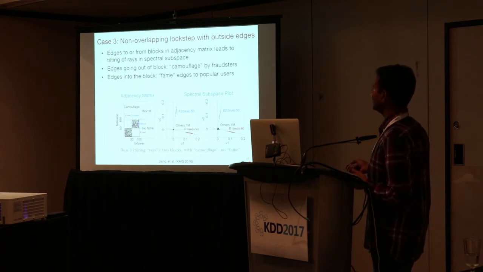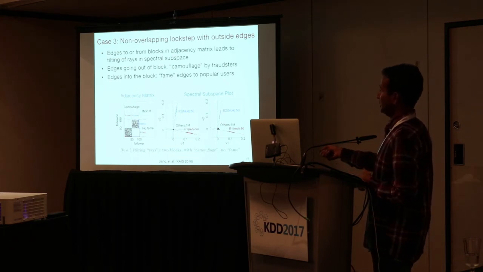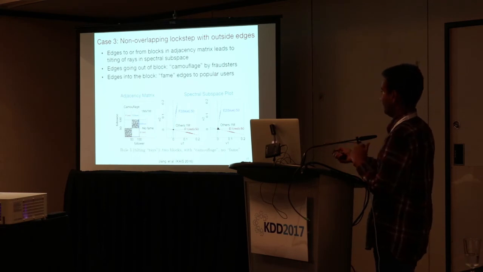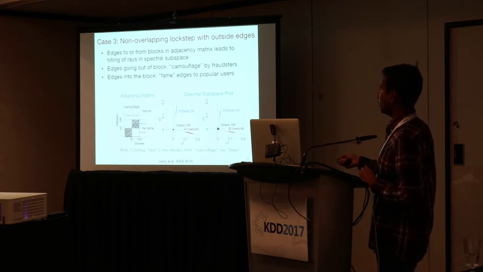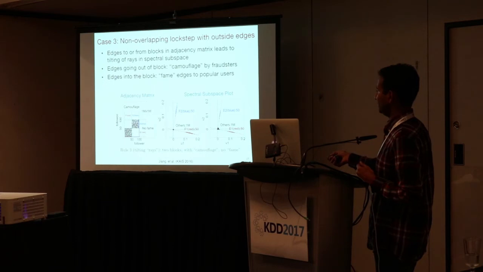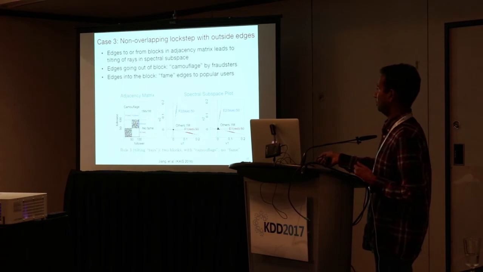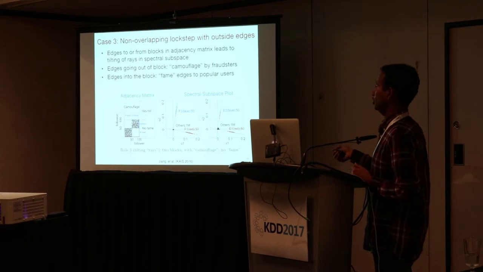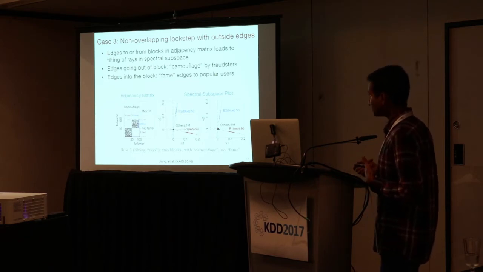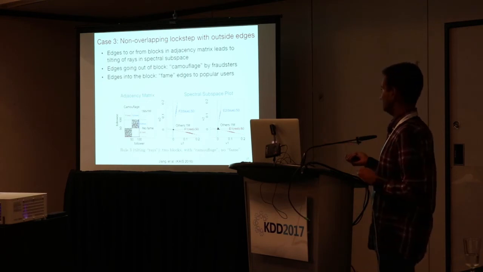And when the blocks are still non-overlapping, but there is camouflage or there is fame, in this case there is camouflage. There is tilting, which means these spokes are still 90 degrees to each other, but they are no longer axis aligned. There is a tilt. The spokes still exist, which means the 50 red followers are still here and 50 blue followers are still here, but they are no longer axis aligned. So essentially, by camouflaging, this axis tilts.